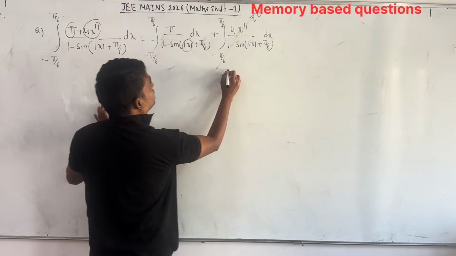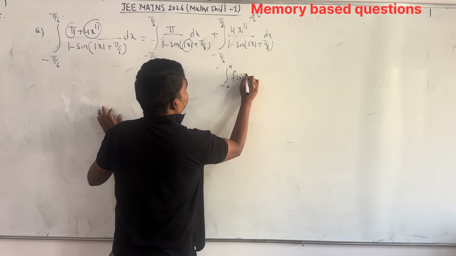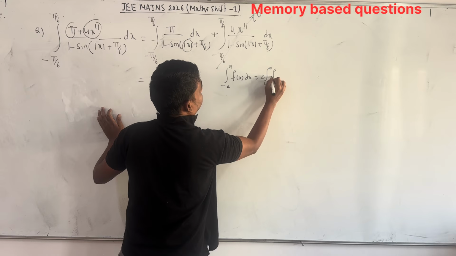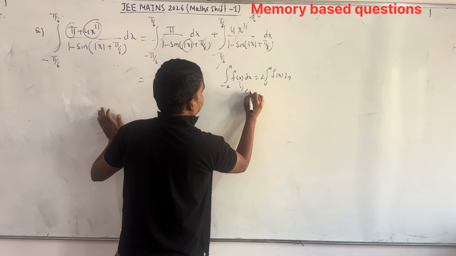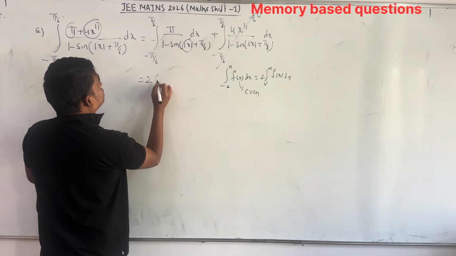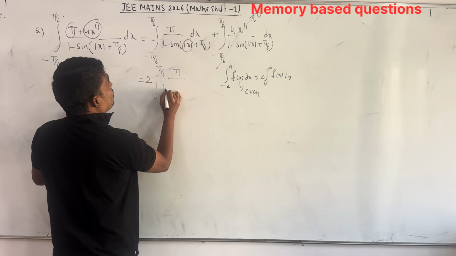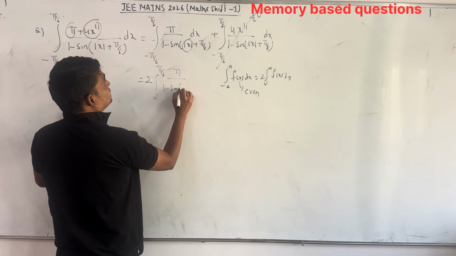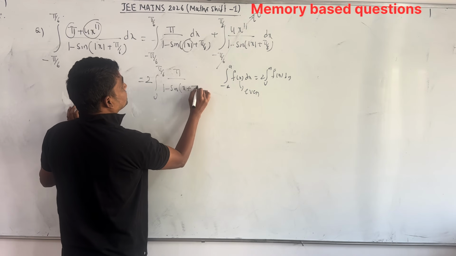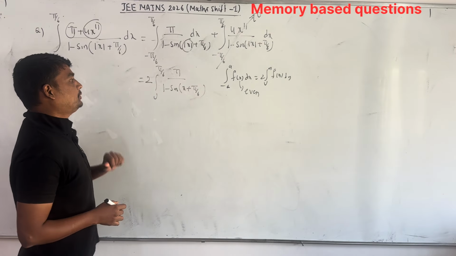Integral from minus a to a of f(x) dx will become 2 times the integral from 0 to a of f(x) dx, when f(x) is even. Substitute that: 2 times the integral from 0 to pi by 6 of 1 by 1 minus sine of (x + pi by 6). It is positive, so the modulus of x will become plus x and pi by 6. Now we have to solve this.